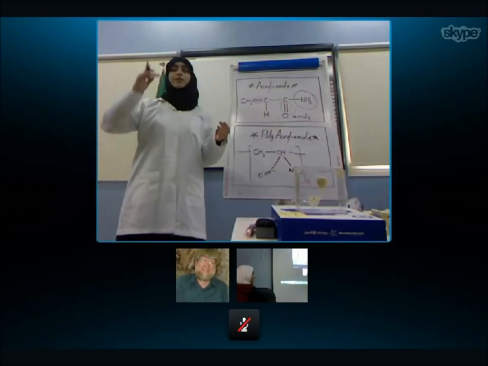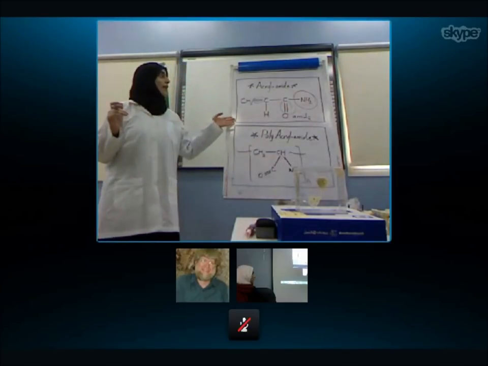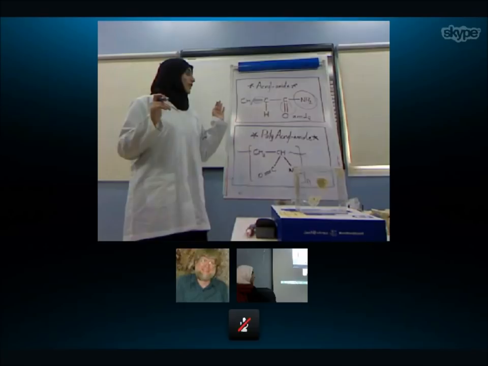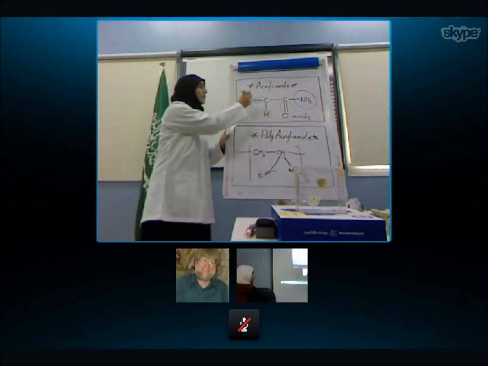So basically, on an industrial scale, you have acrylamide used in a polymer form. It's basically when you break one of these bonds.